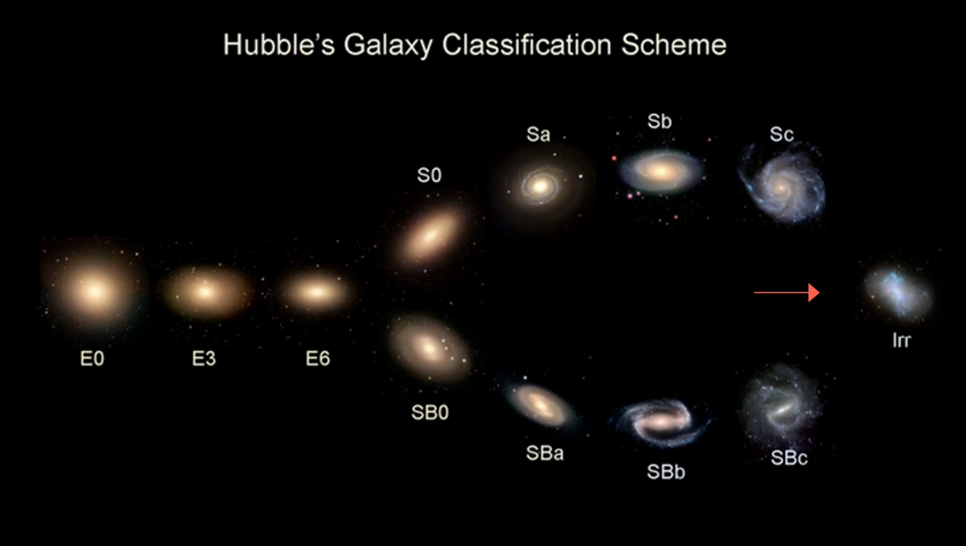Lastly, but surely not least, over to the far right we see the IRR, which represents irregular galaxies. There are three categories of irregulars: irregular 1, irregular 2, and dwarf irregular, but we won't get into all that today.